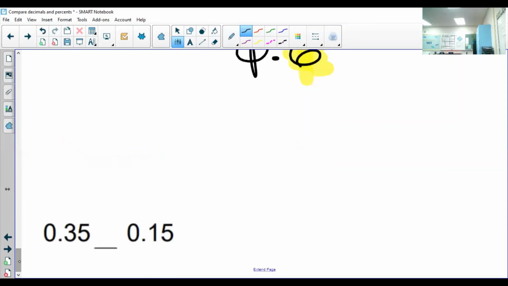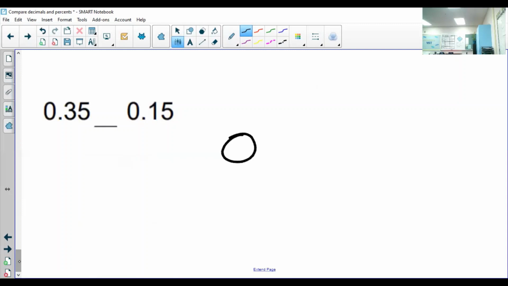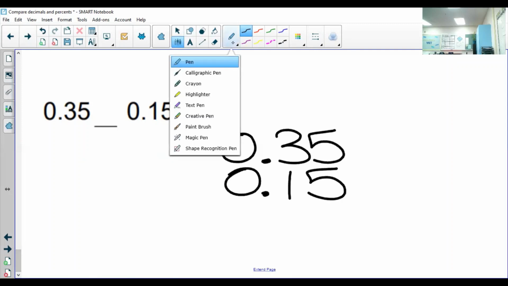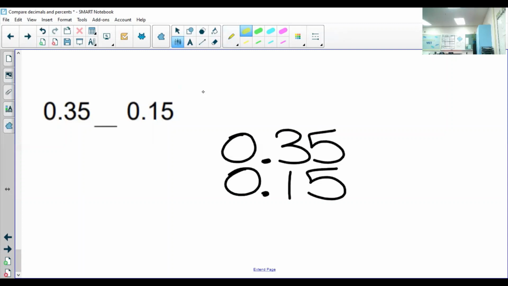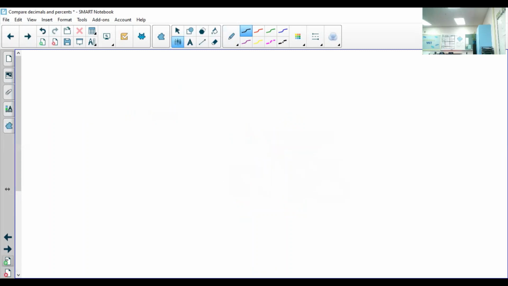And I think we got one more down here. 0 and 35/100 and 0 and 15/100. Grab my highlighter and let's take a look. My zeros are not going to matter, right? They cancel out. So I go to my tenths spot and I have a 1 and a 3. So what's going to be bigger? The 3. So I know 35/100 is greater than 15/100. Okay? Let's take a look at one more.